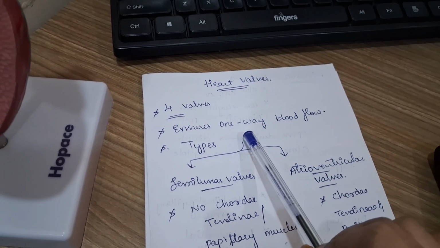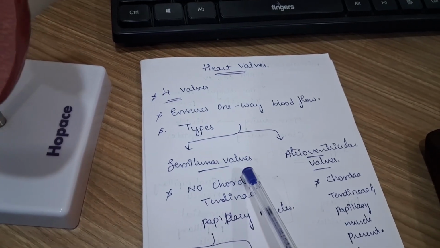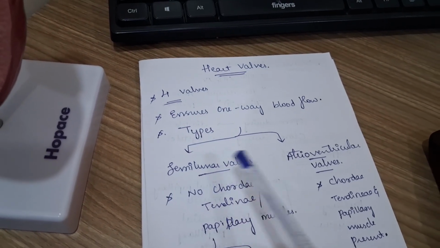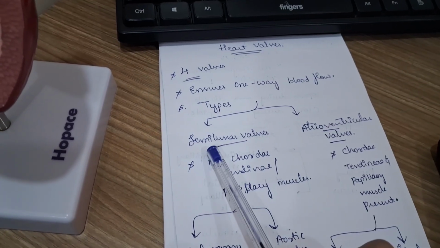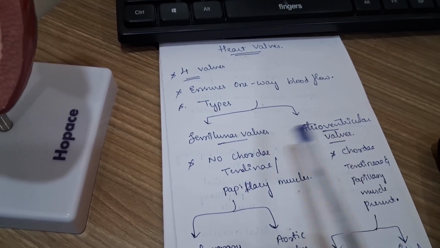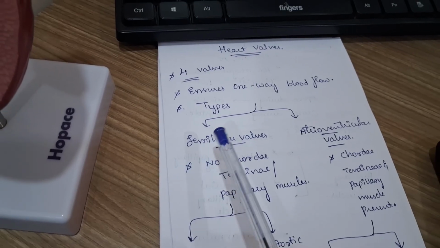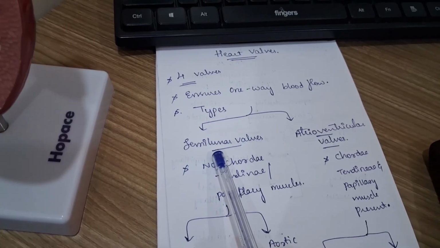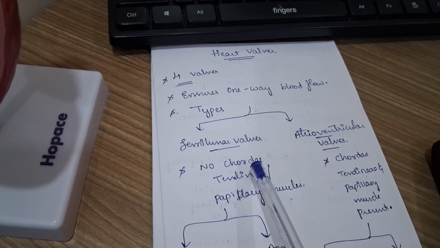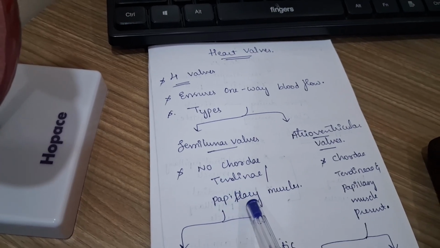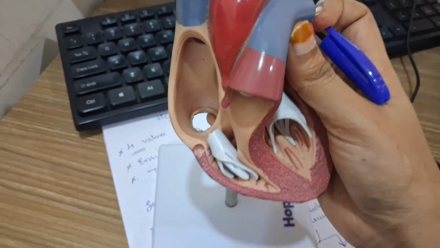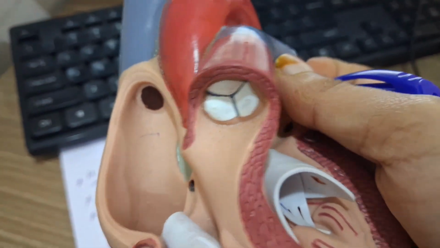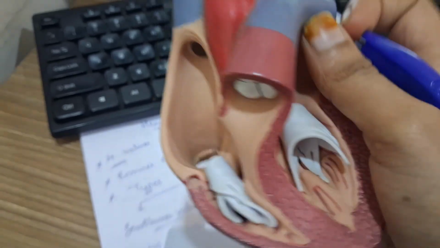There are majorly 2 types of valves present in our body, semilunar valves and atrioventricular valves. So what are semilunar valves? Semilunar valves are the valves which do not contain chordae tendineae or attach to the papillary muscles. Semilunar valves are present here. These are the 2 semilunar valves.